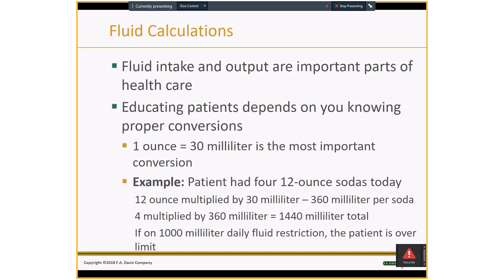So intake and output are really, oh, do you need me to go back? No, you're fine. 22. Okay, you round down. Yeah, it's like 22.22.